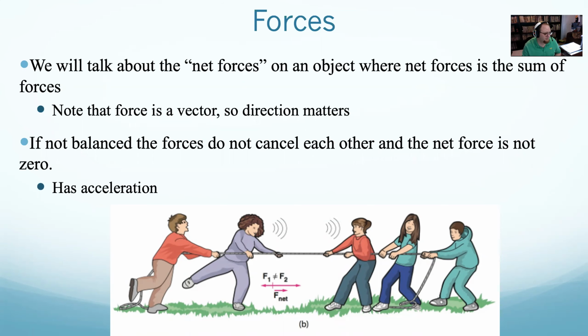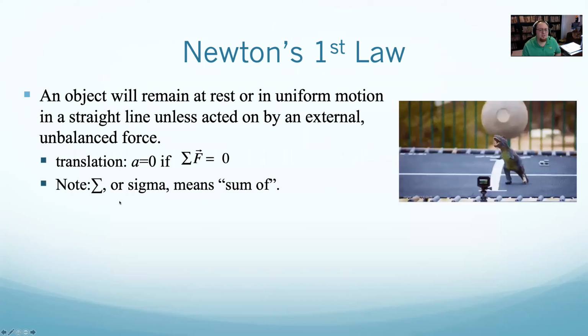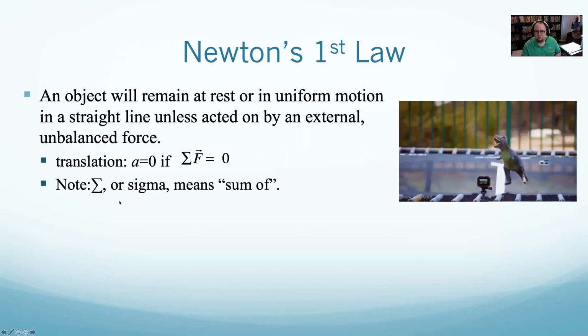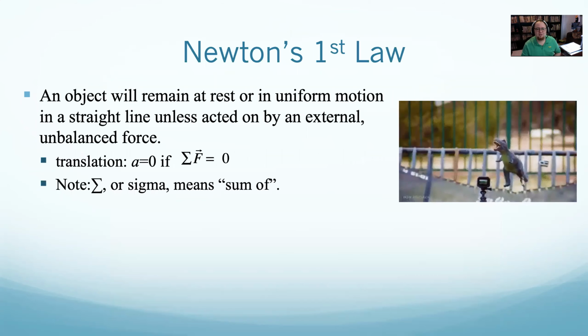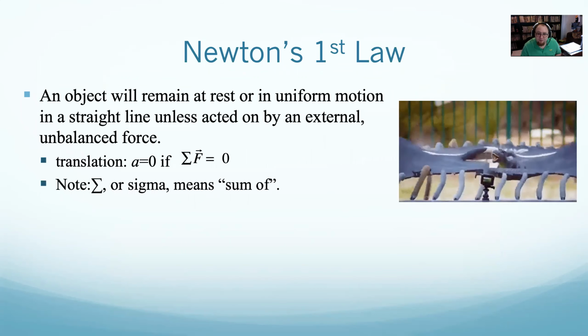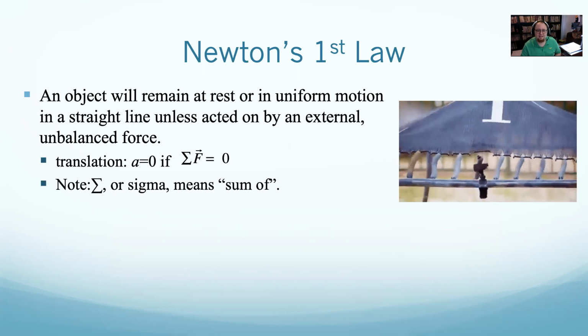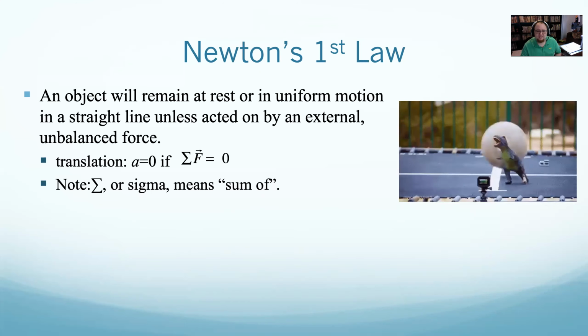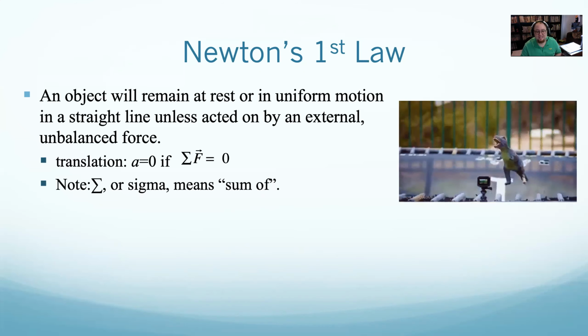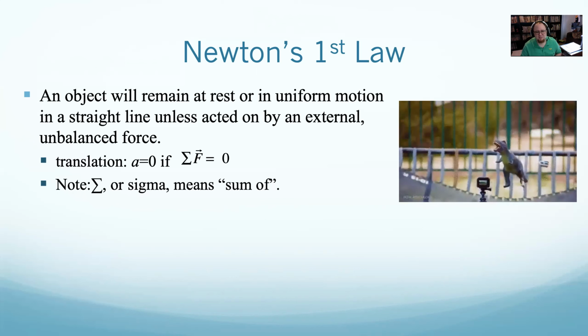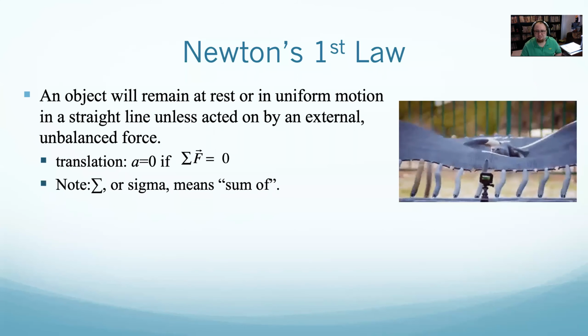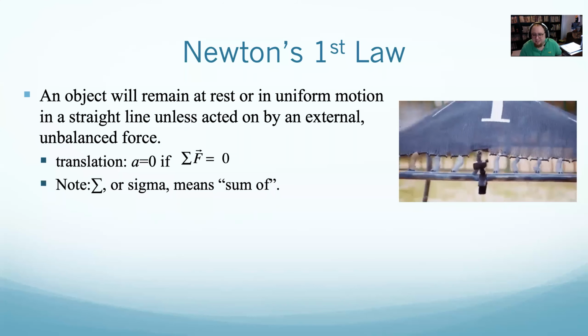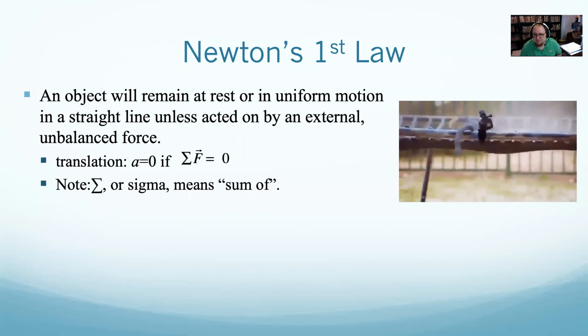So, Newton's first law is probably the least useful, but it's kind of interesting. Newton's first law says an object will remain at rest or in uniform motion in a straight line unless acted on by an external unbalanced force. What this says is if the sum of forces is 0 or the net force is 0, the sigma just means sum of, so you could either say net force or sum of forces, your acceleration is 0. And you can really see this here once this GIF restarts.